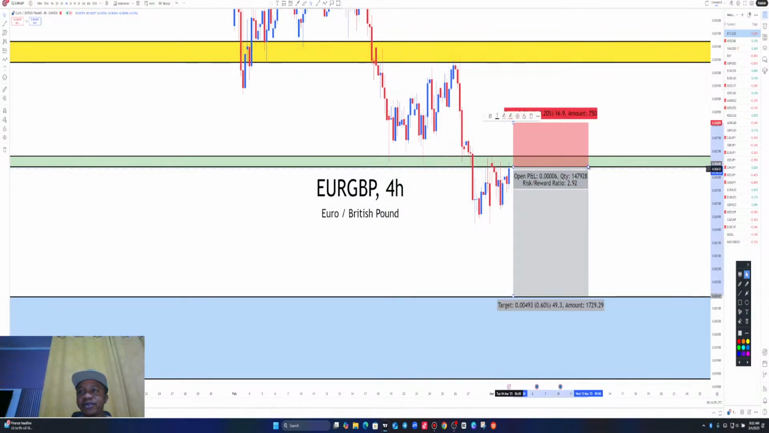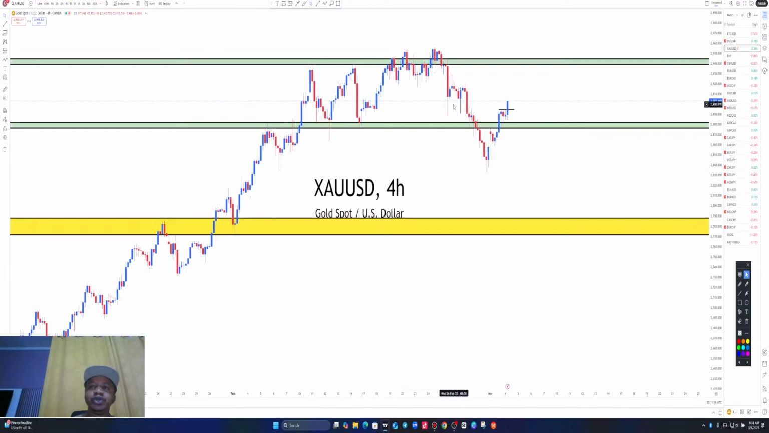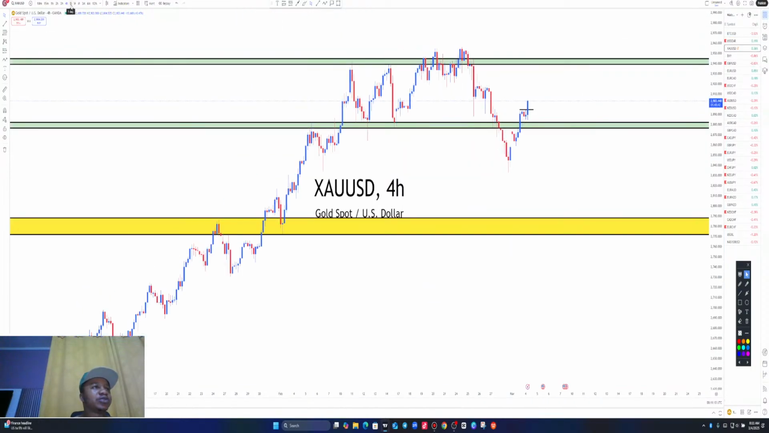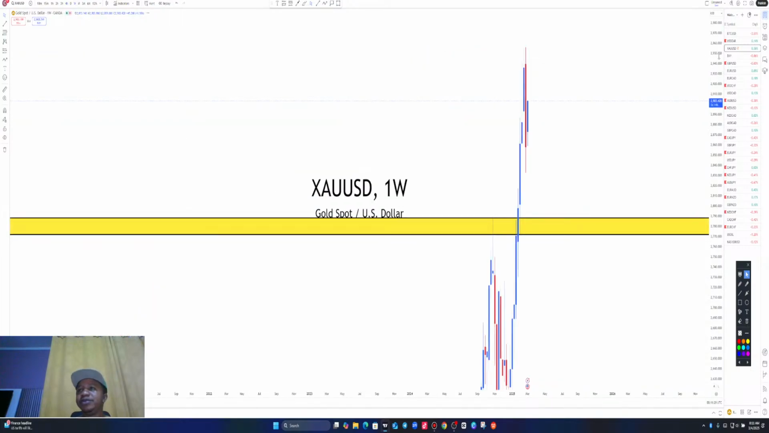Let's go to a next pair very quick. Next pair in the comment. All right, I'm seeing XAU USD by Oluchukwu Anderson. Oluchukwu Anderson is saying gold, or XAU USD. Now, gold, let us also begin from the weekly very quick and then we continue.